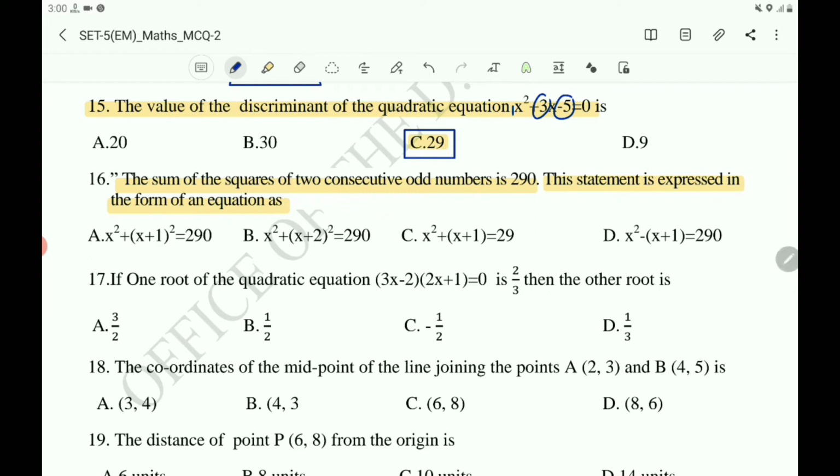Here, the consecutive odd numbers. So, sum of the squares. So, x and x plus 2 are the consecutive odd numbers. Sum of their squares means x square plus x plus 2 whole square equals 290. So, here which is the answer? Option B is the answer. That is option B.